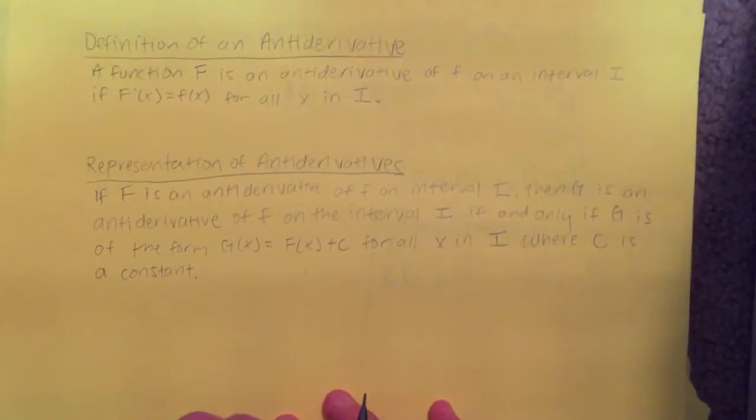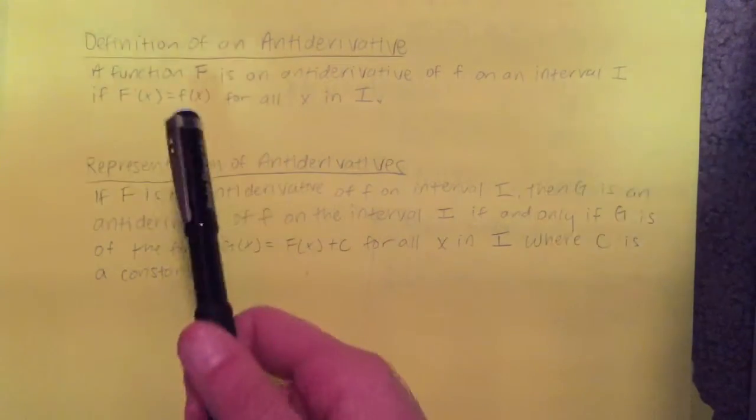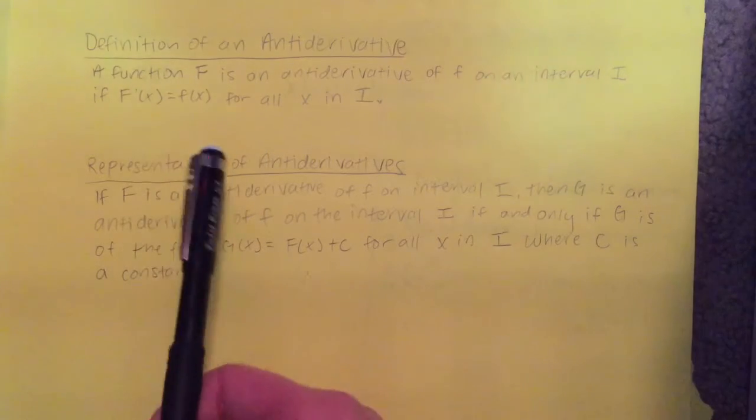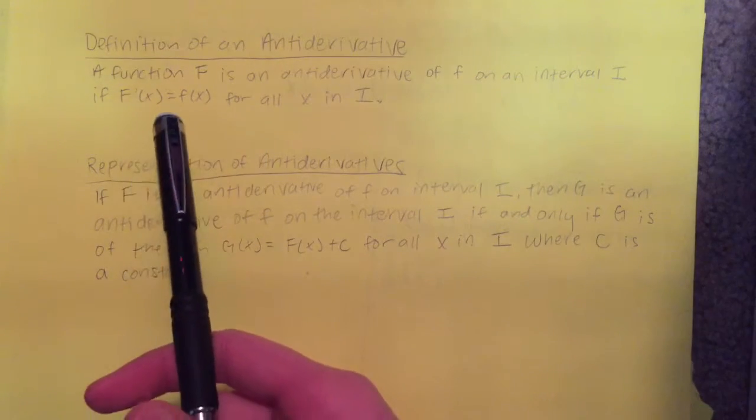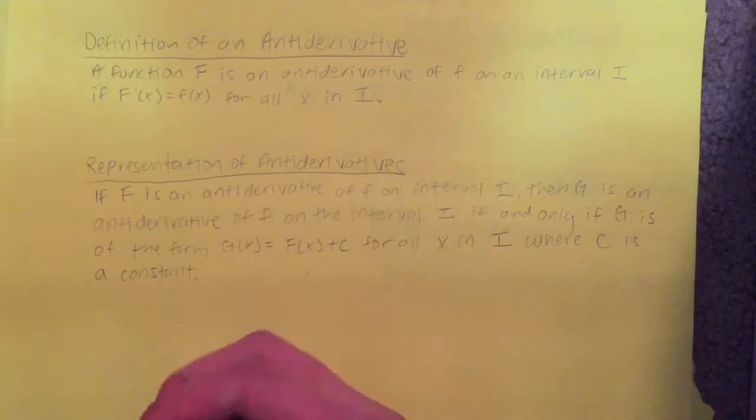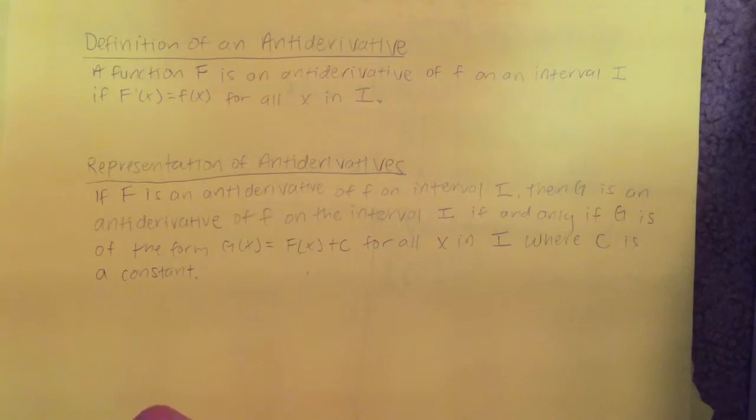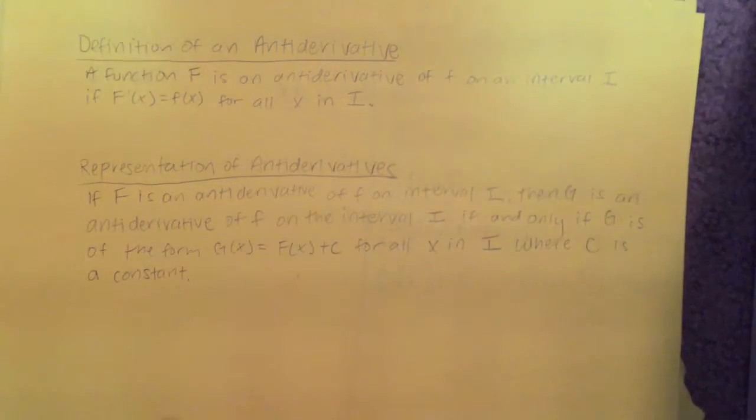So here are just a couple of theorems. First you have the definition of an antiderivative. A function F is an antiderivative of f on an interval I if F prime of x equals f of x for all x in interval I. So that's just the definition of the antiderivative.